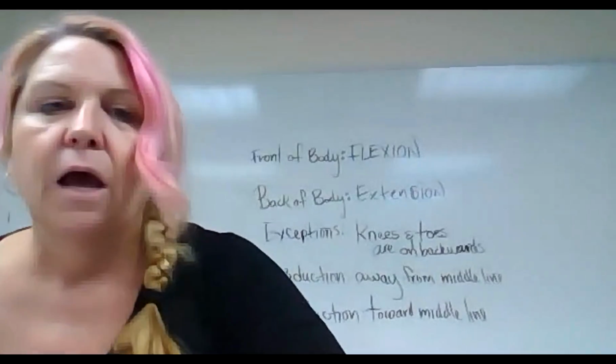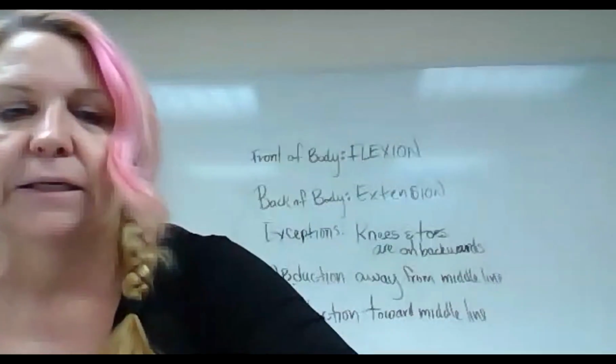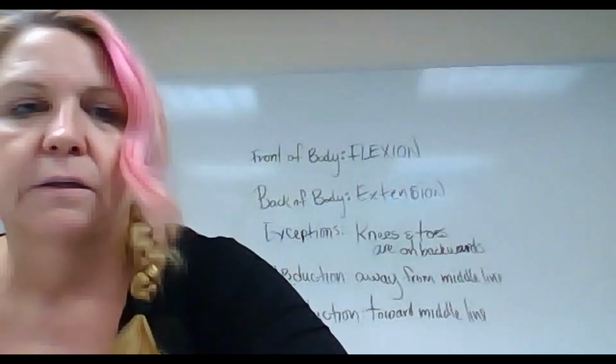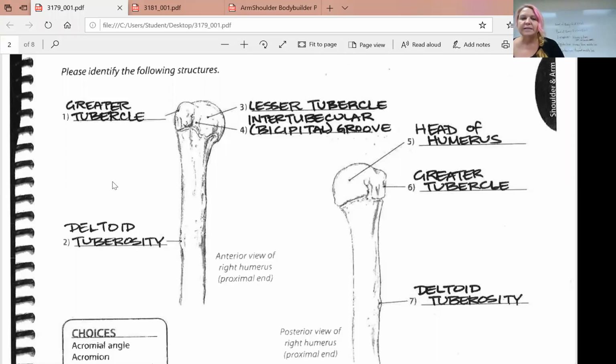Number 7, our deltoid tuberosity. So we're just looking at that deltoid tuberosity now out there on that lateral side. So that was our diagrams, page 28 and 29 of our workbook.